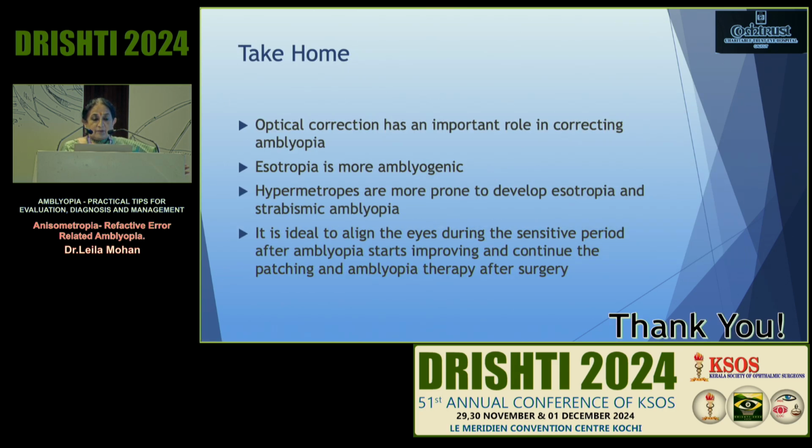So optical correction has an important role in correcting amblyopia. Esotropia is more amblyogenic. Hypermetropes are more prone to develop amblyopia, and it is ideal to align the eyes during the sensitive period after amblyopia starts improving, and continue patching and amblyopia therapy after surgery.